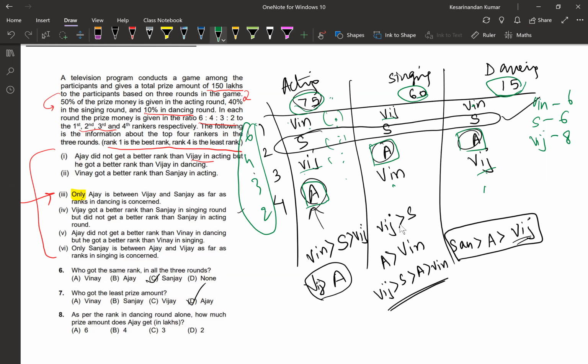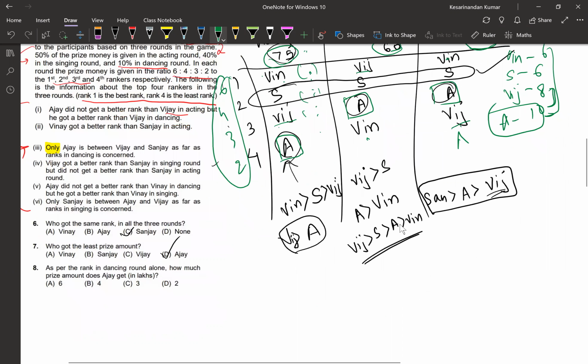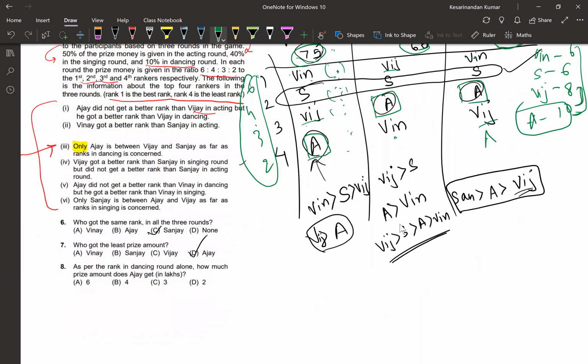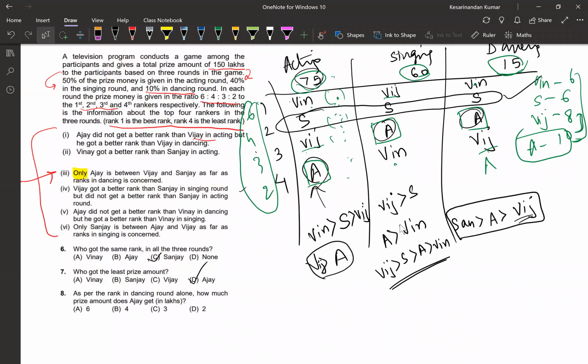But what will it be for Ajay? Ajay will be 4 plus 3, 7, 10. And this is a huge difference, right? Naturally, you can say from here that he will get the least prize money. So you won't have to calculate the prize money for everybody here right now. Now, as per the rank in the dancing round alone, how much prize money does Ajay get? Now we can come to it.